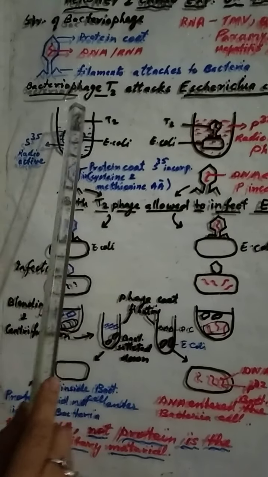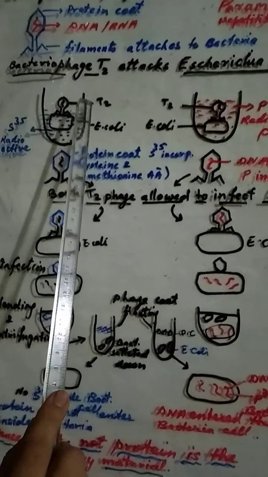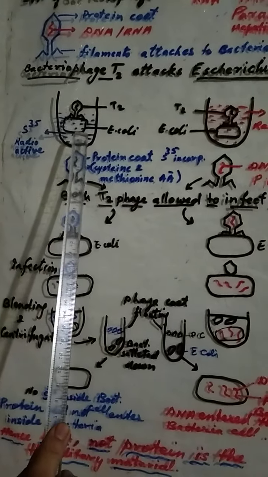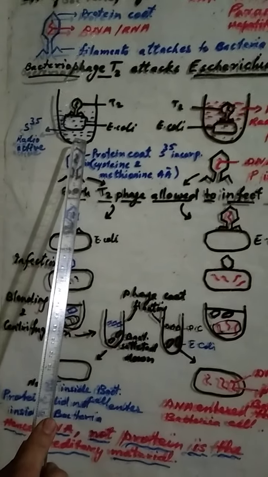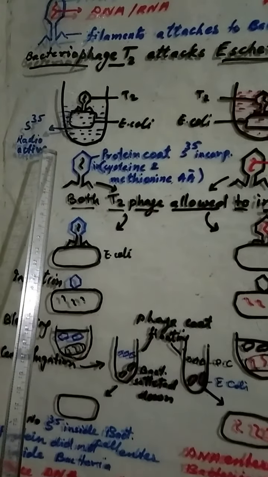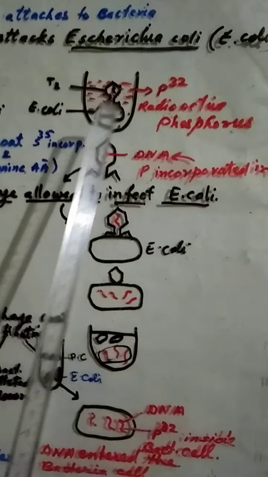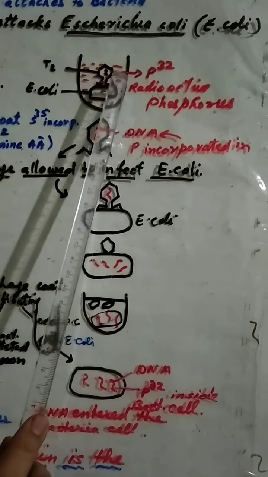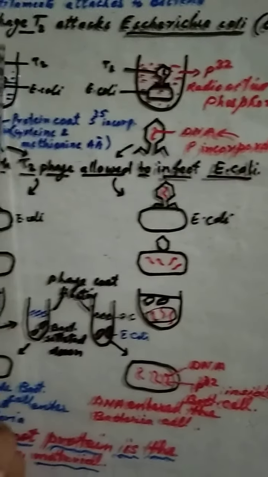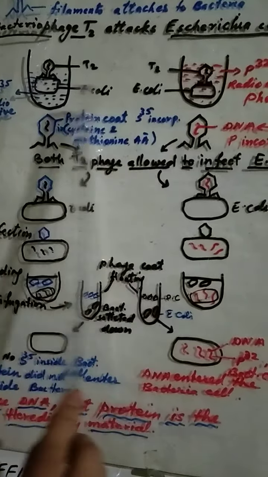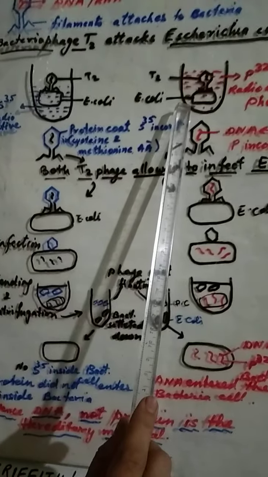Now, let us see here. This is the test tube. 2 test tubes are taken which contain some nutritive media. In one, they added sulfur radioisotope 35. And in another test tube, they took nutritive media containing phosphorus 32. And now, this bacteriophage was allowed to infect E. coli in their nutritive medium.